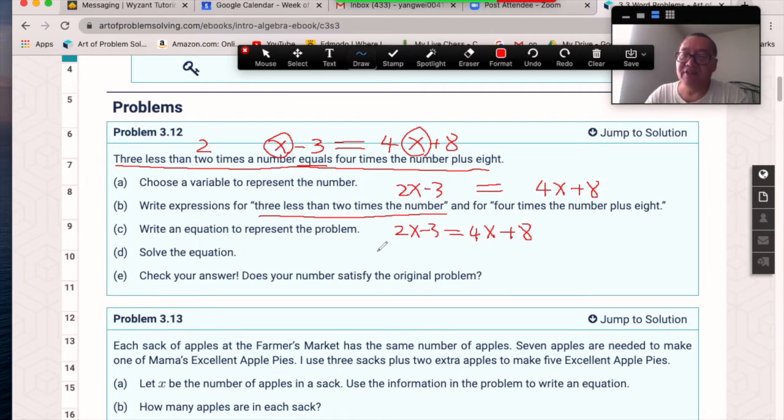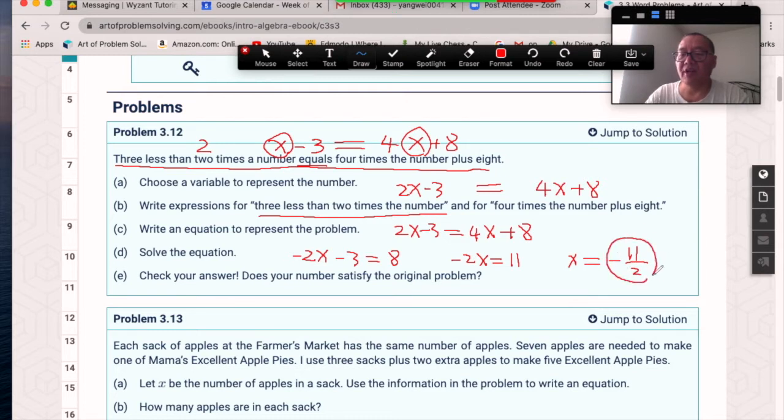We already learned first you need to make one side, usually the left side, only have a term with variables. The right side only has numbers. That's called isolating the variable. To do that, both sides you minus 4x. You get negative 2x minus 3 equals 8, right? Both sides minus 4x, then the left side will have no variables. Then here, both sides plus 3. You got negative 2x equals 11. Then both sides divided by negative 2. You got x equals negative 11 over 2.